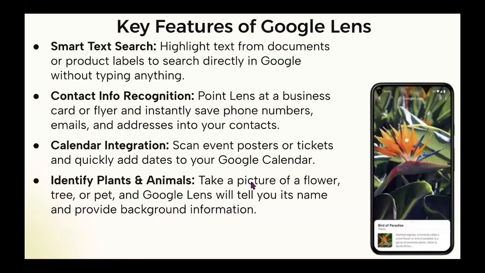As well, you can identify plants and animals. So you can take a picture of a flower, tree, or pet. In this one, there's a bird. And Google Lens can tell you its name and provide any background information pretty readily.